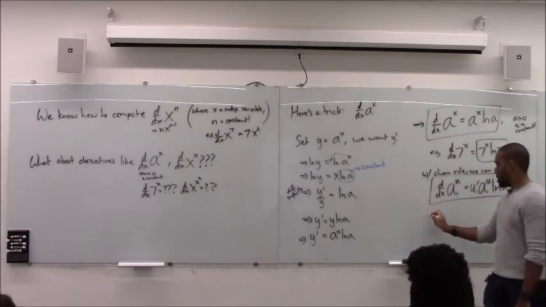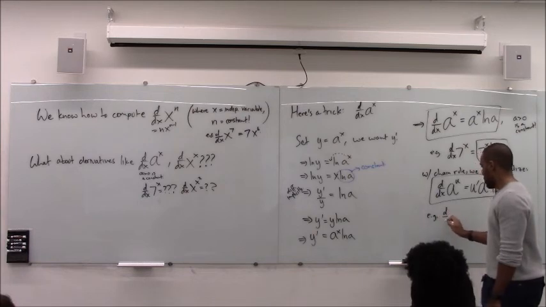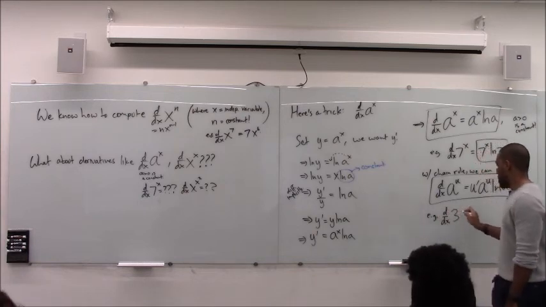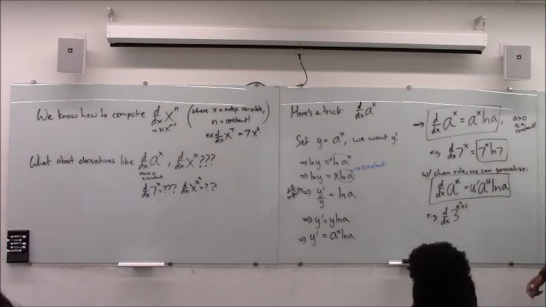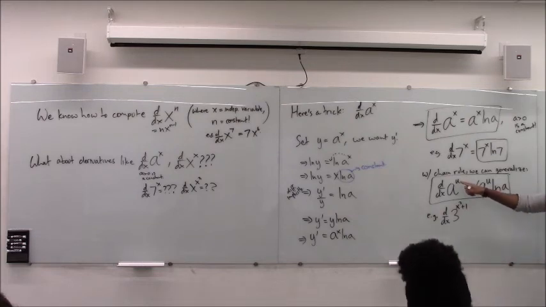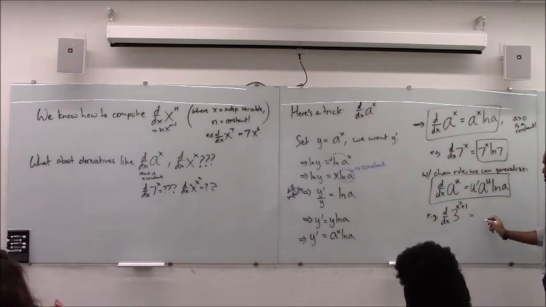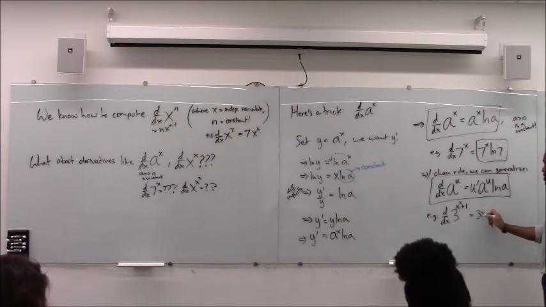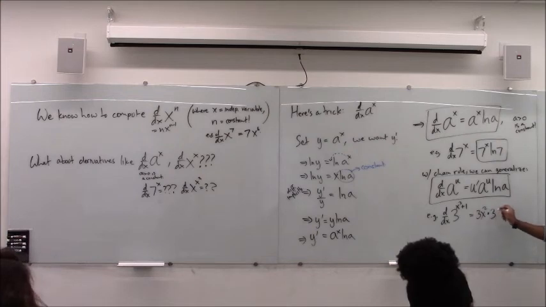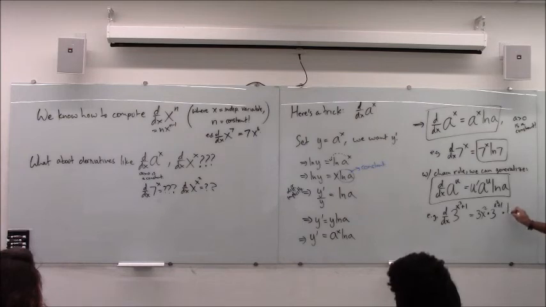So, for example, let's say I wanted to find the derivative of 3 to the x cubed plus 1. Well, now the x cubed plus 1 is like my u. So the derivative is going to be u prime, 3x squared, times 3 to the x cubed plus 1, your a to the u, times ln of 3. And that would be your answer. So that's how you would differentiate something like that.